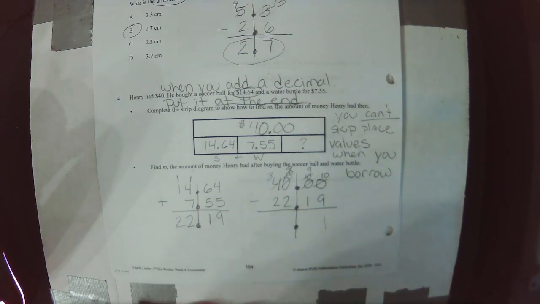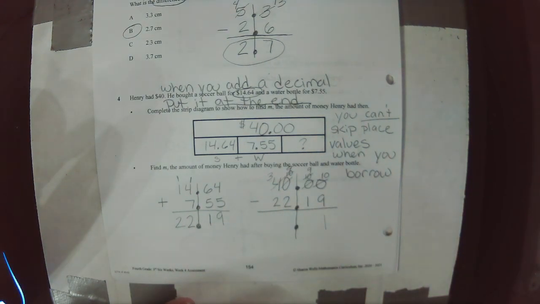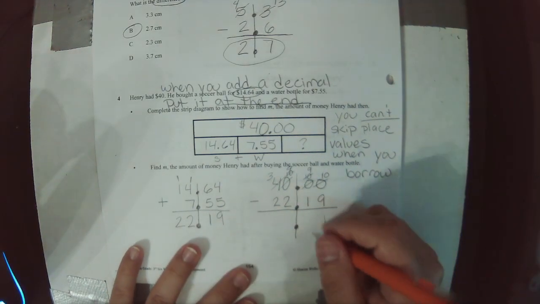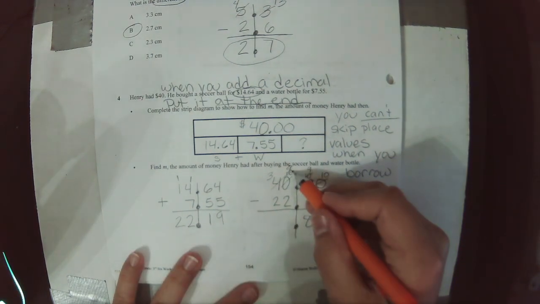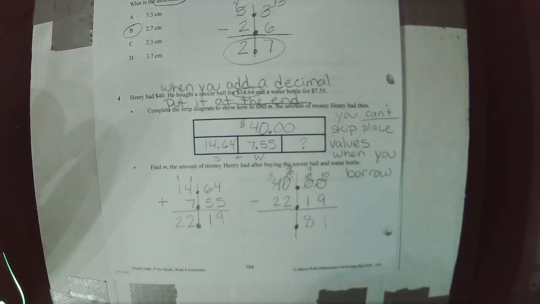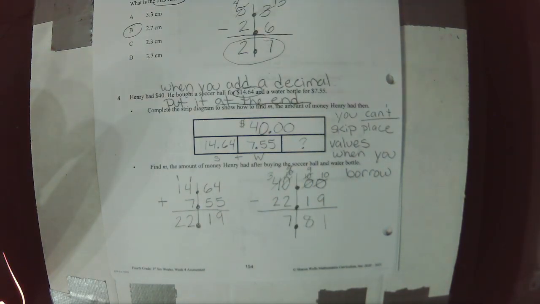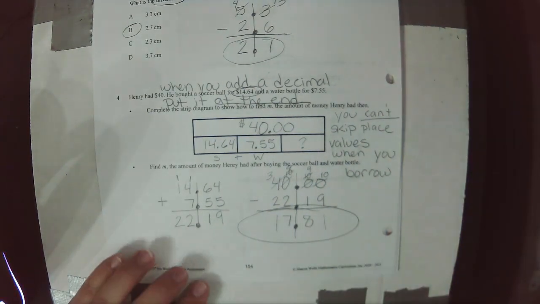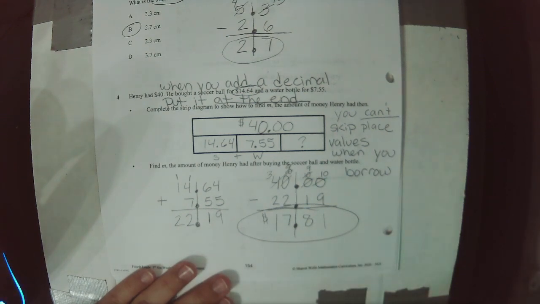1. 1. All right. What's 9 minus 1? 8. What's 9 minus 2? Kylie? It's 7. And what's 3 minus 2? Violet? 1. Violet, is this my answer? Yes. This is how much money Henry would have after buying his soccer ball, after buying his water bottle. That's what he would have left. $17.81.